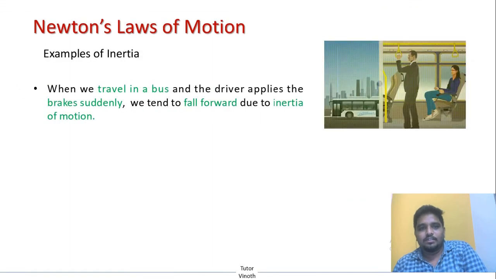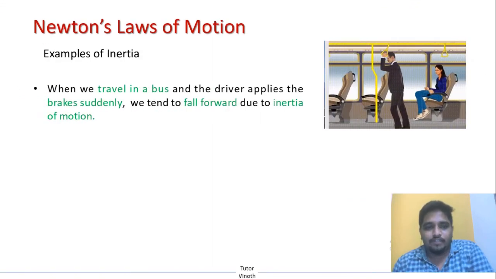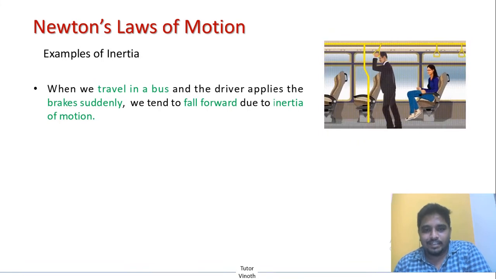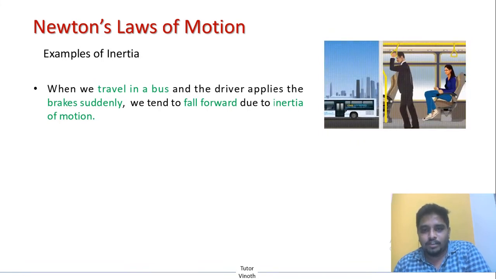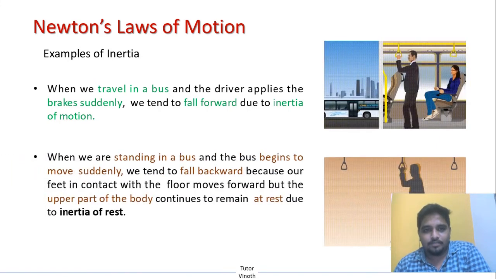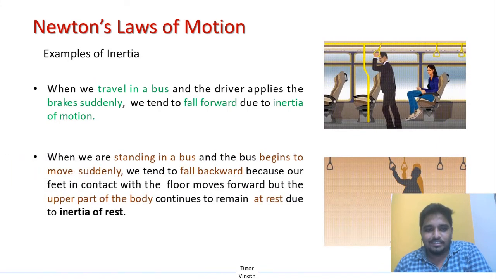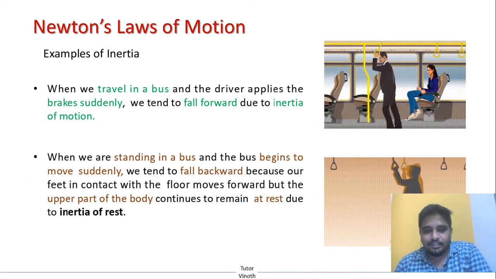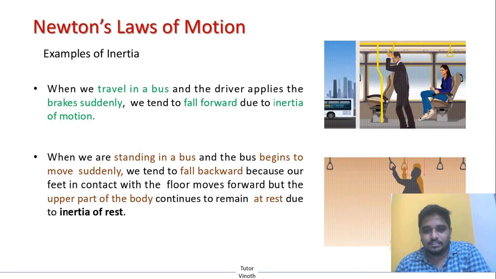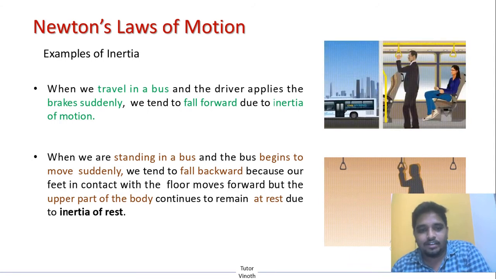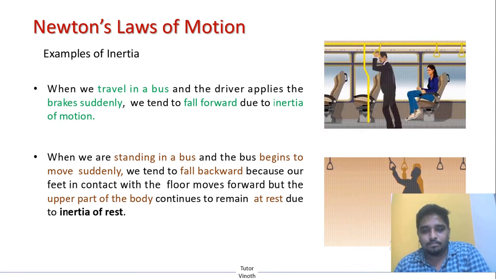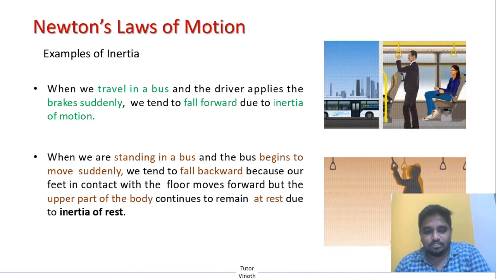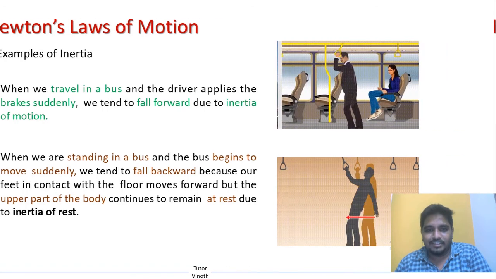Next, examples of inertia. When we travel in a bus, the driver applies the brake suddenly. We tend to fall forward due to the inertia of motion. Next, we are standing in a bus. The bus begins to move suddenly. We tend to fall backward because our feet in contact with the floor move forward, but the upper part of the body continues to remain at rest due to the inertia of rest.